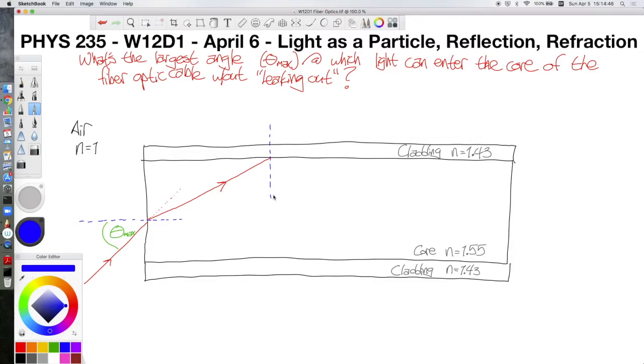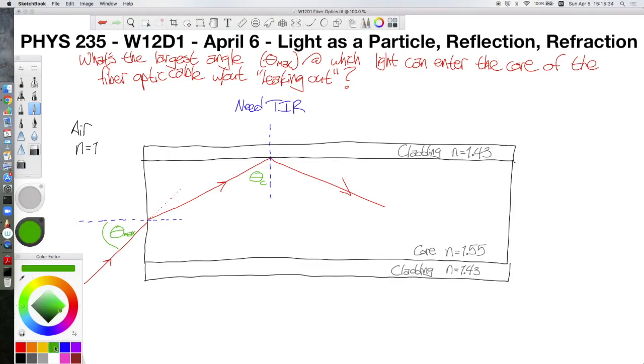Well, if we want the light to remain within the core of the fiber optic cable, that means we need total internal reflection to occur at this boundary right here. And if we want to find the largest angle, the maximum, that means we're right at that borderline between the light remaining within the fiber optic cable and the light escaping the fiber optic cable. Which means this angle in here must be the angle that's right at the border between total internal reflection happening and not happening, which is the critical angle. So this is the problem we need to work out.